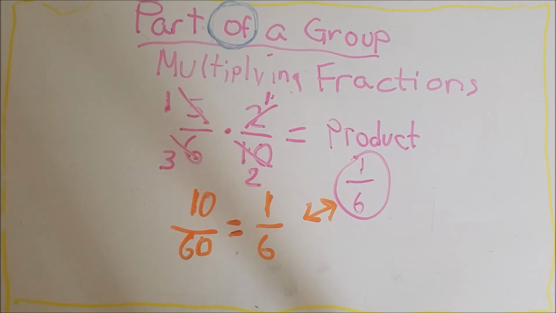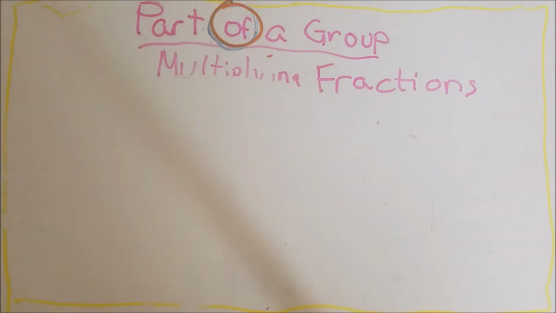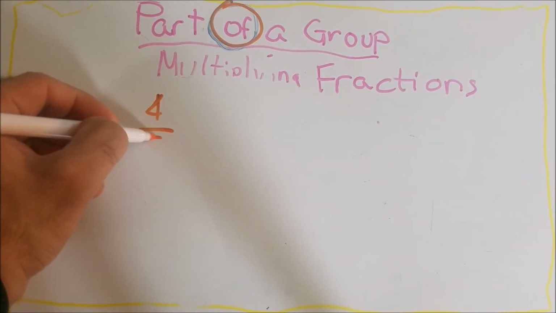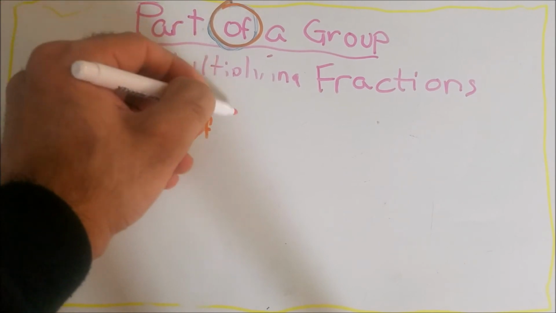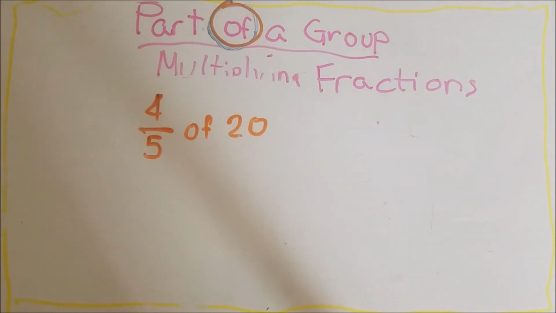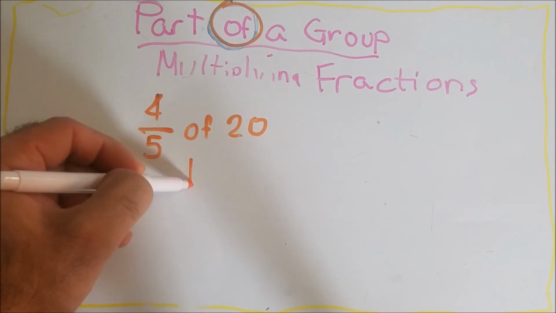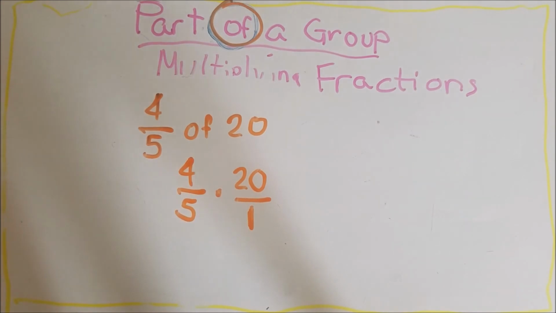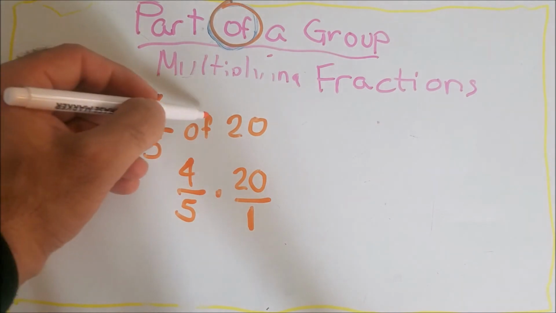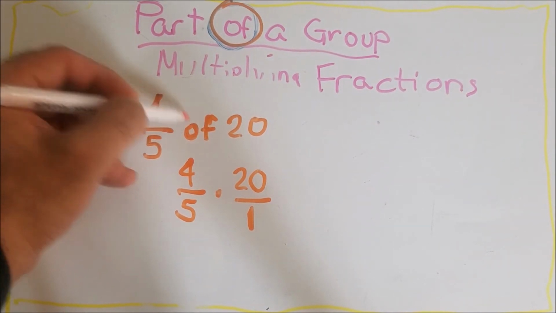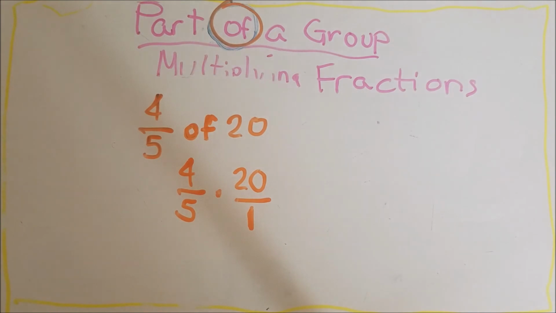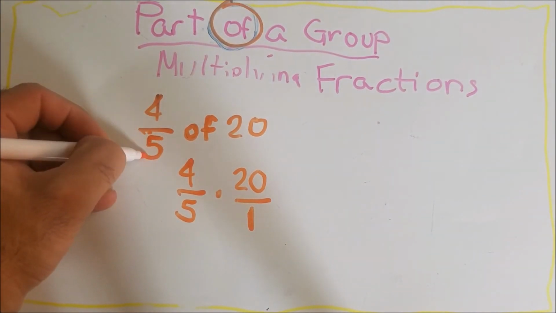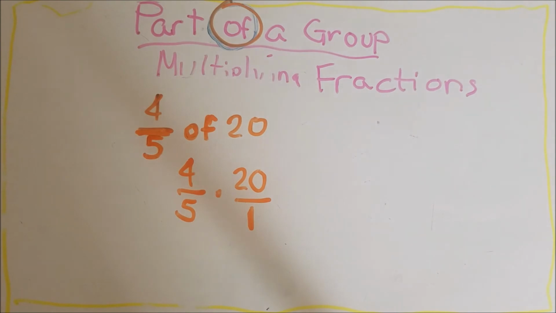Now let's talk about the word "of" I talked about earlier. You might get a question like 4/5 of 20. Well, that's like saying, what is 4/5 times 20? And we put a whole number over 1 always. So "of" can mean multiplication, especially in this context. It's not always multiplication, though, but a majority of time in math it is.